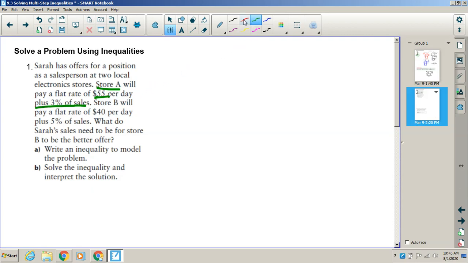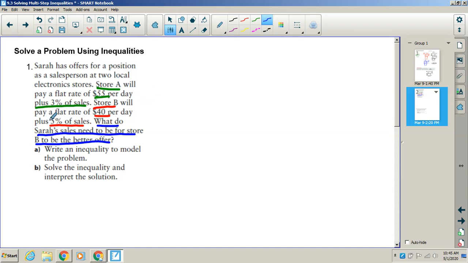Store B here, we have a flat rate of $40 per day, so it's a little bit less money, but she gets 5% of her sales, so she makes more commission. The question is, what do Sarah's sales need to be for store B to be the better offer? So we want store B to be the better offer. She's going to make more money if she works at store B.